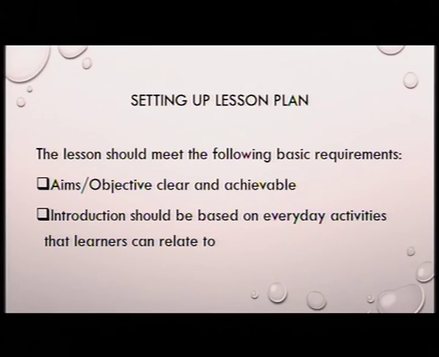The introduction should be based on everyday activity that learners can relate to. It's always very important that when you have an introduction, it must cover things that they are exposed to, things that they are used to, things that they usually do in their daily life, so that you can know that, okay, when I'm having this introduction, it captures the attention. You can have an introduction where you just ask, for example, what did you eat for breakfast? How many different types of food did you eat for breakfast?